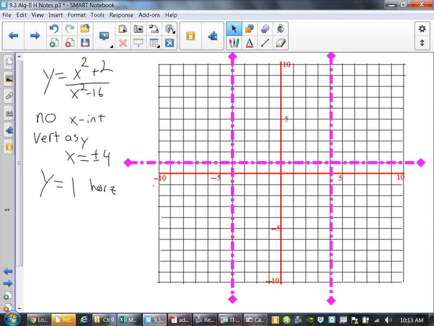So where's the easiest point to pick? 0. What's your y-intercept? 0. Oh, it's negative 8.